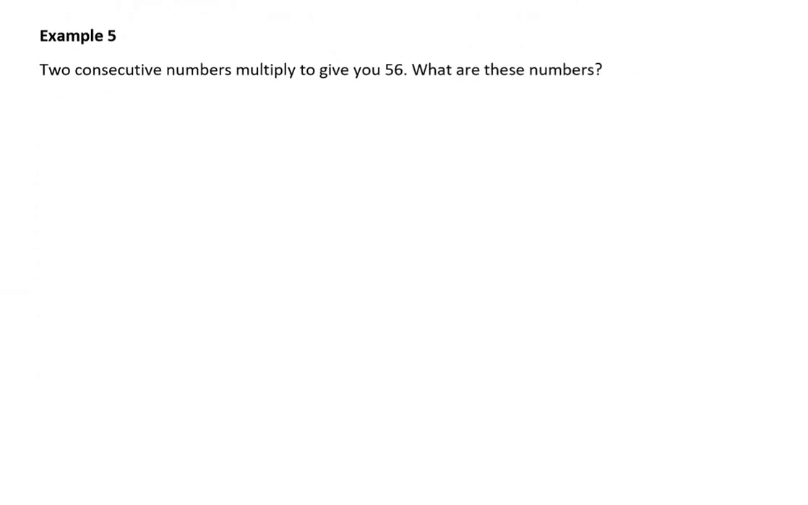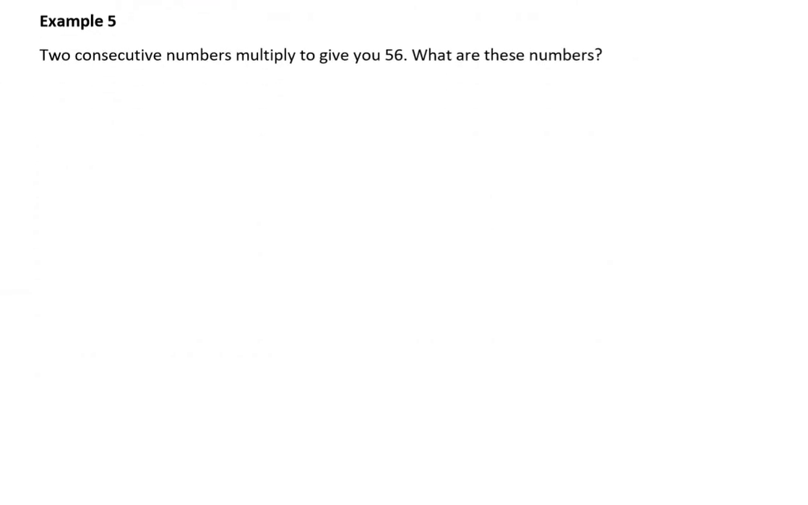Okay, last one. Two consecutive numbers. So not odd, not even, just consecutive numbers. We've practiced this one before. We're going to let the first number be x, and that means the second number, because it's not consecutive odds or consecutive evens, the next number will just be x plus 1. And they multiply together to give you 56.